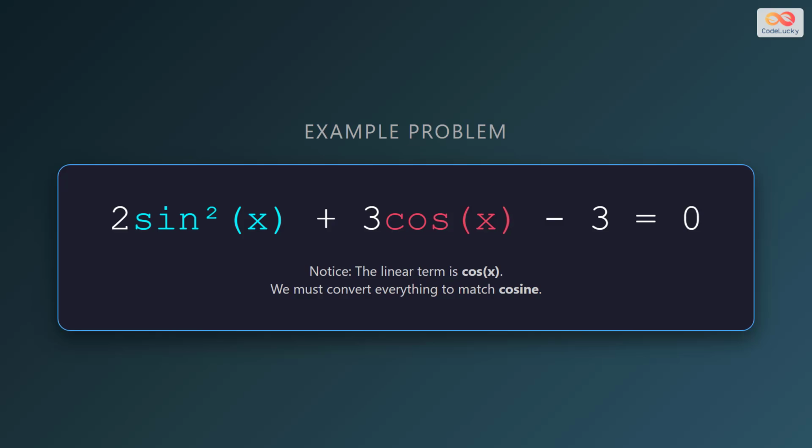Let's look at an example. Consider the equation 2 sine squared x plus 3 cosine x minus 3 equals 0. Notice that we have a squared sine term and a linear cosine term. Since the linear term is cosine, our goal is to convert the sine squared term into cosine so that the entire equation is in terms of cosine.